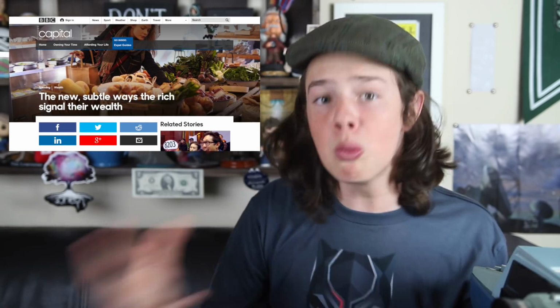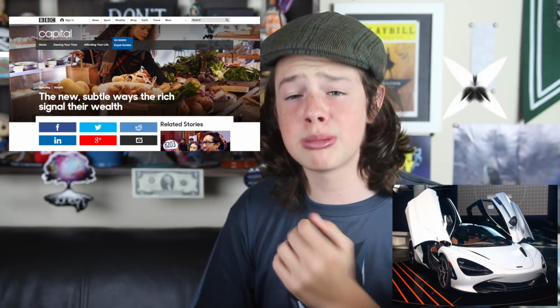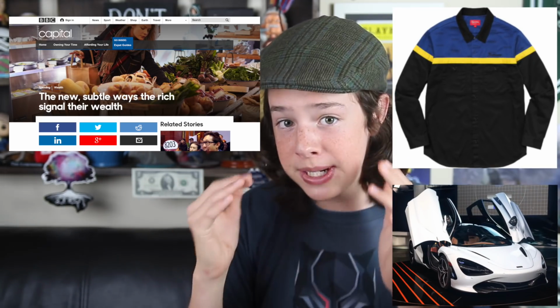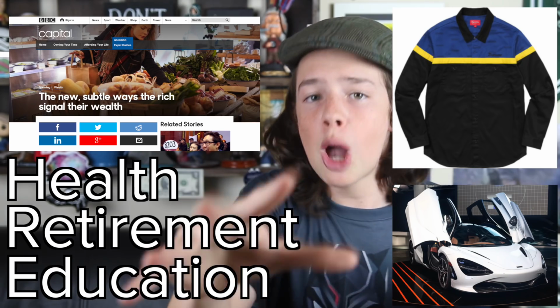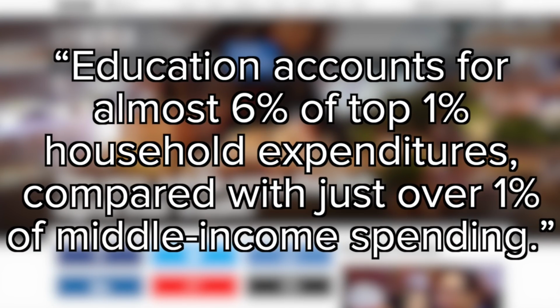The thesis of it is that the 1%, instead of focusing on buying stuff that makes you seem rich, like fancy cars, expensive clothing, etc., is now focused on spending money on things that don't make you seem rich, but will progress you and your family's social status. The rich spend more money on stuff like health, retirement, and what we're interested in, education. A quote from the article, quote, education accounts for almost 6% of top 1% household expenditures, compared to just over 1% of middle-income spending. The upper class is spending money on stuff like tutors, test preps, nice schools with tons of resources, enriching after-school programs, and more, and they're getting a very clear and very valuable return.